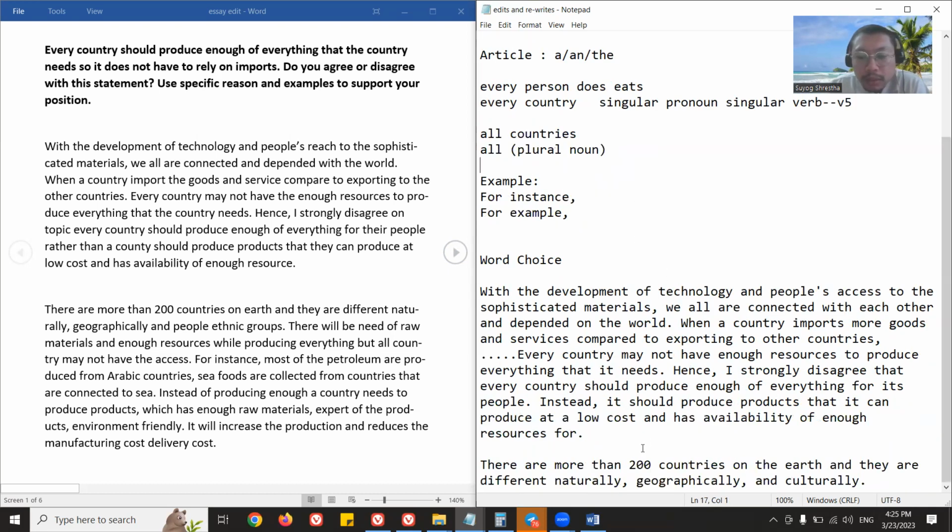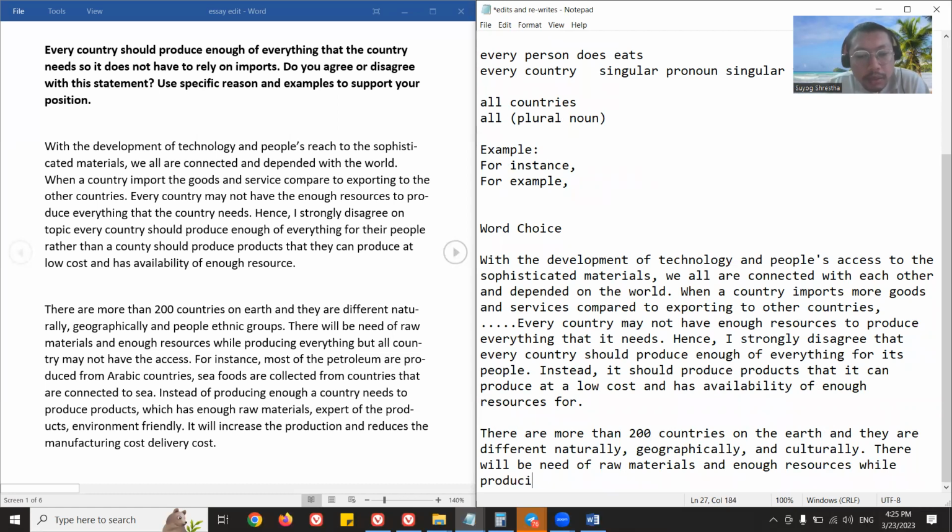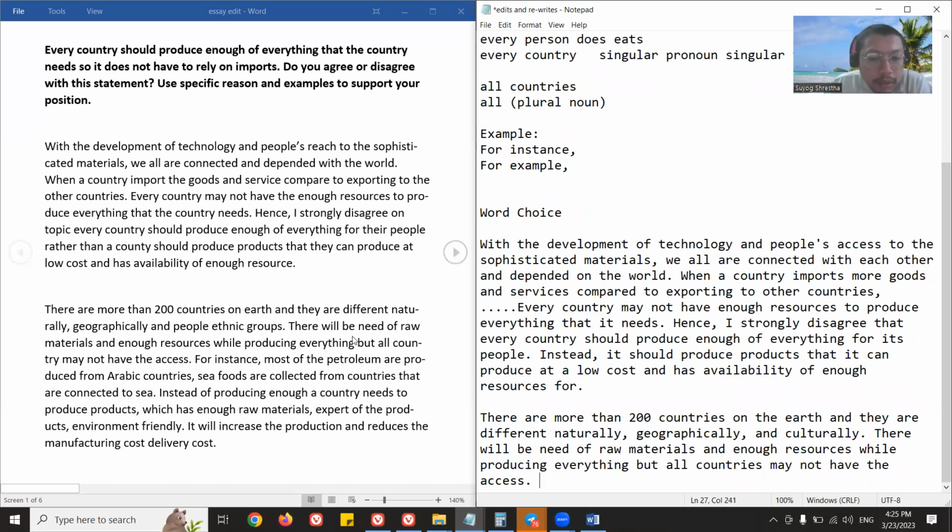Good. So let me rewrite that before I miss it completely. So there will be need of raw materials and enough resources while producing everything, but all countries may not have the access. All right. Now, for instance, most of the petroleum are produced from Arab countries.